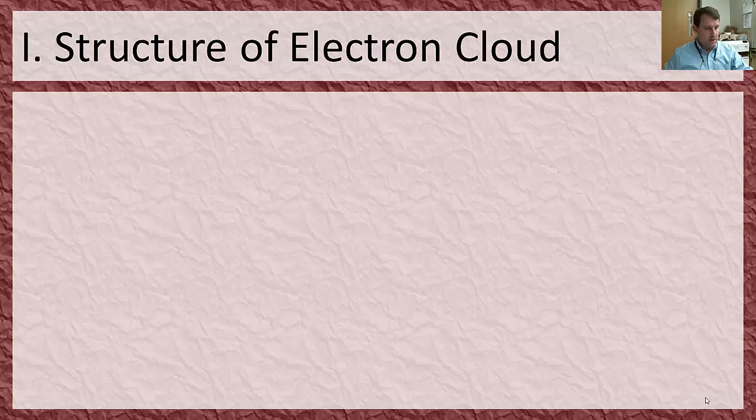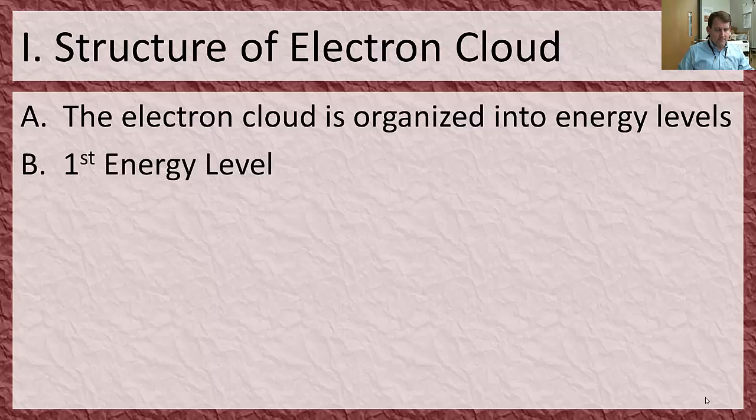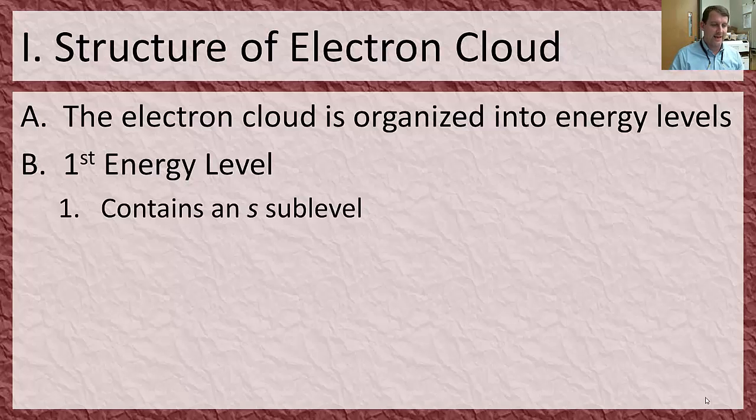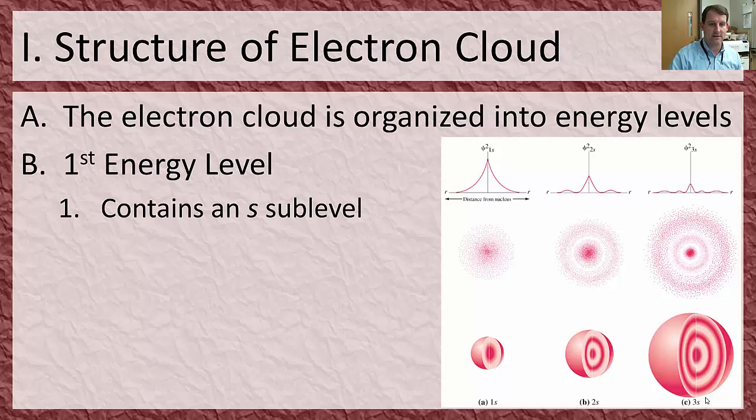All right. So the electron cloud is organized into energy levels. The first energy level is the lowest energy level. It's also closest to the nucleus. It contains an S sublevel, and the S sublevel has a spherical shape.